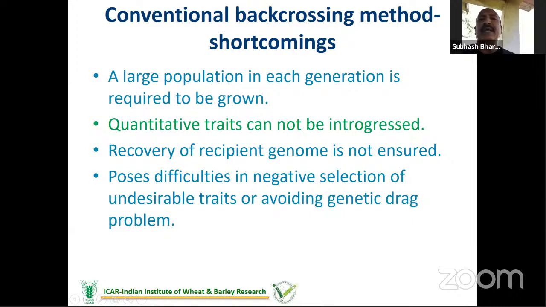So this is backcross breeding, but in conventional breeding you require a number of generations and a large population. More quantitative traits cannot be introgressed, and recovery of the recipient genome is not ensured. It also poses difficulty for negative selection, that is genetic drag and other problems.